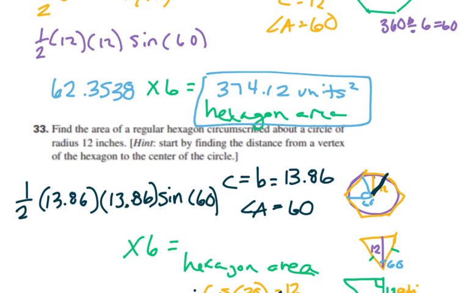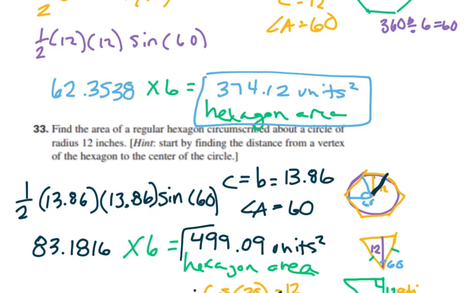And so, let's see, times 13.86. And then sine of 60, so we get 83.1816, and times 6, which is 499.09 units squared. Wow, that was kind of a long assignment.